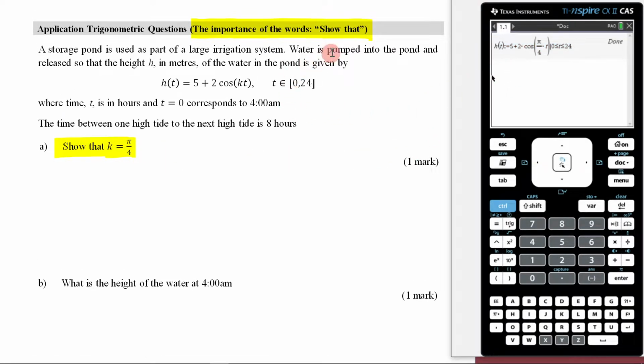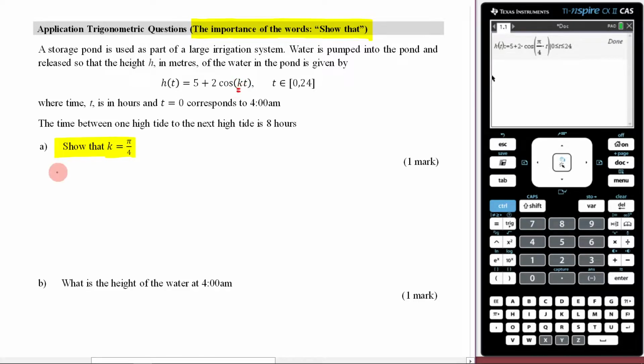You absolutely can. That is the importance of a "show that" question. Really important that you heard that message. Okay. What are we doing here? We're trying to show that k is equal to pi on 4. Well, here's k. What's k telling me? I know that the coefficient of t here is telling me about the period. The period is equal to 2 pi over the value of the coefficient k.